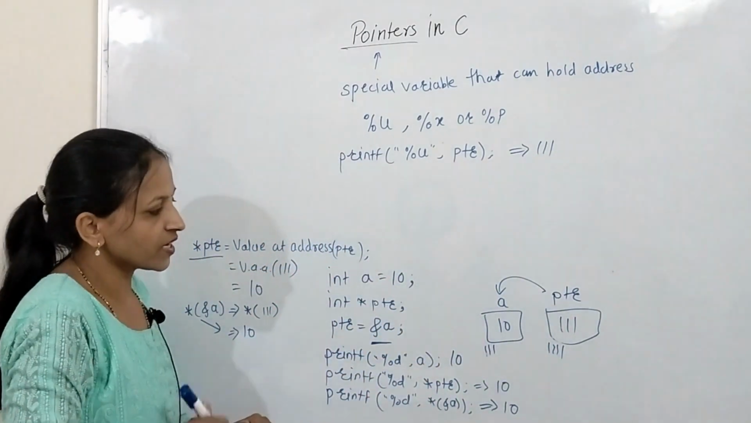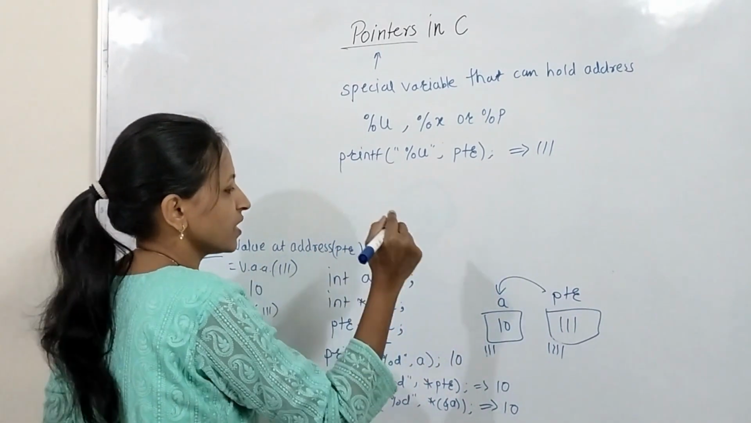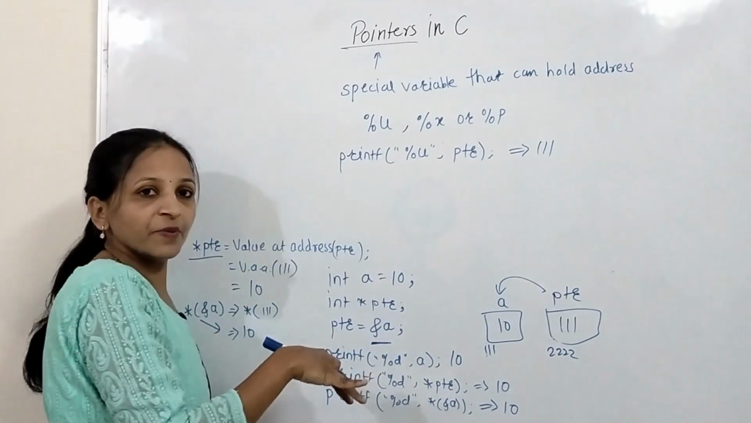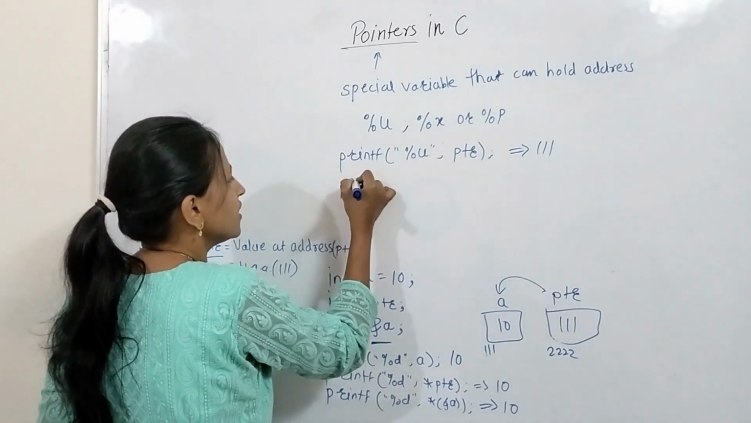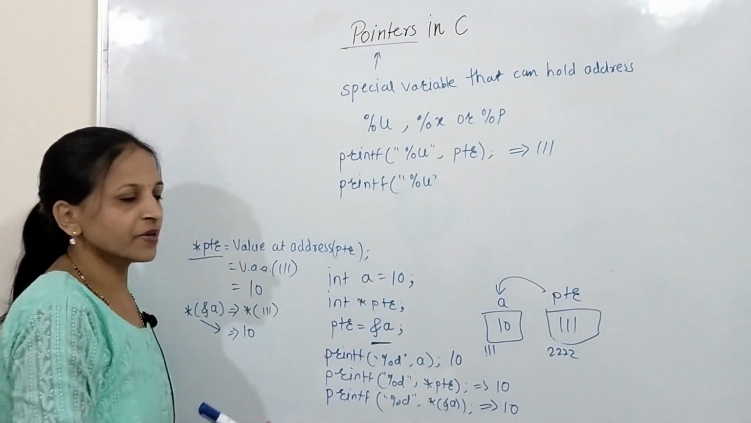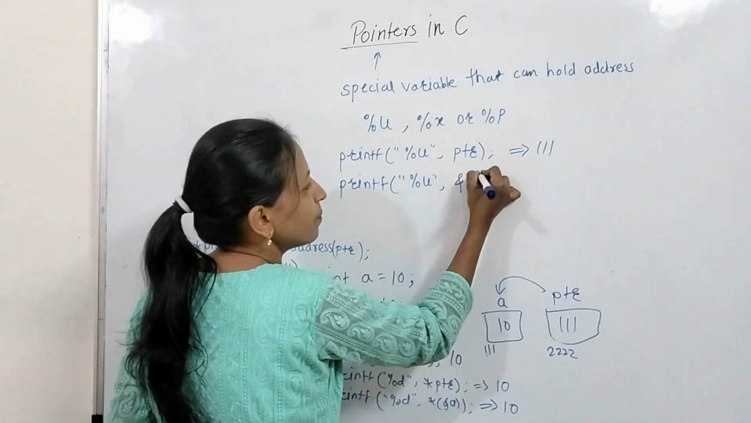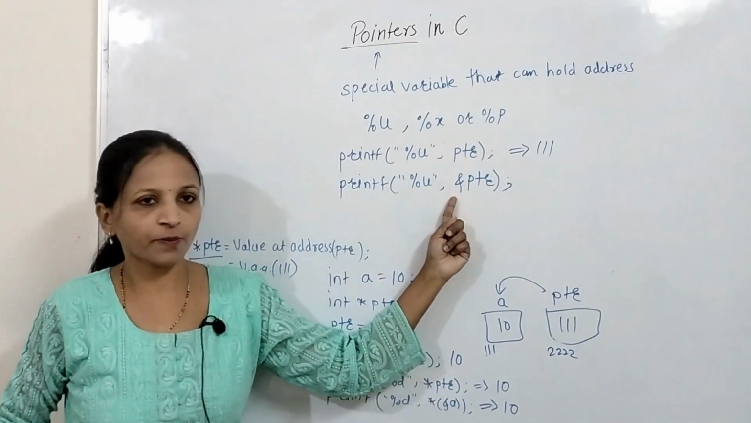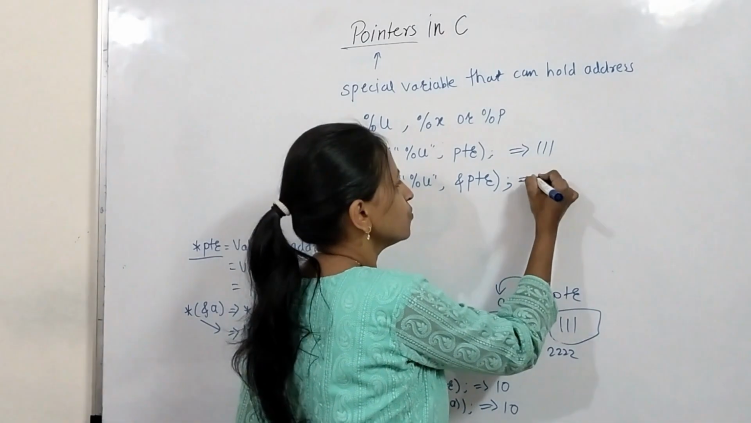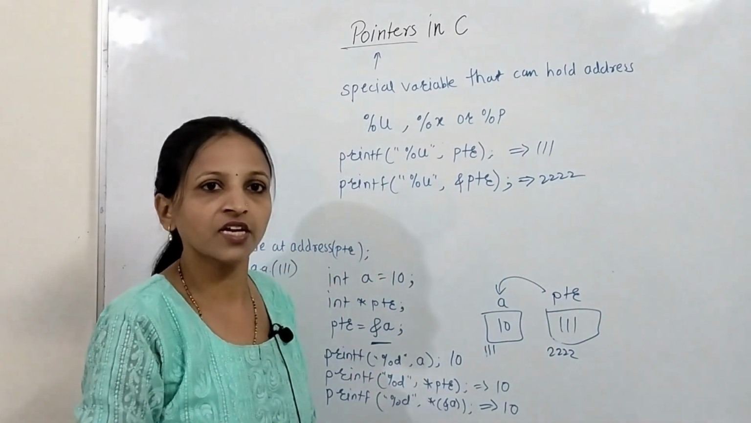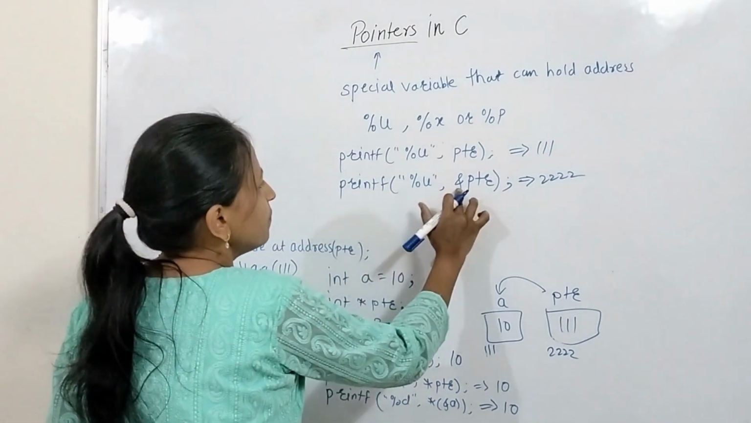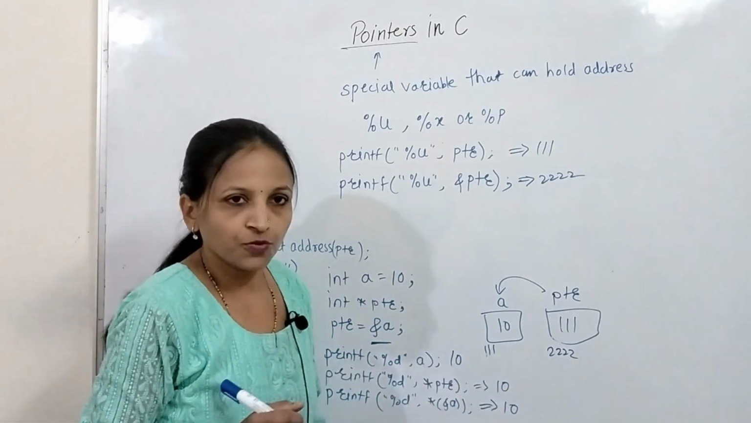Suppose I want to display the address of that ptr, that is again possible. Let that address be 2222. Now I can display the address of ptr like printf, again you can use %u or %x or %p, comma address of ptr, with the help of the reference operator or address-of operator. Now what will you get here? The address of ptr is 2222. This is just an assumption. Internally there may be a different address.